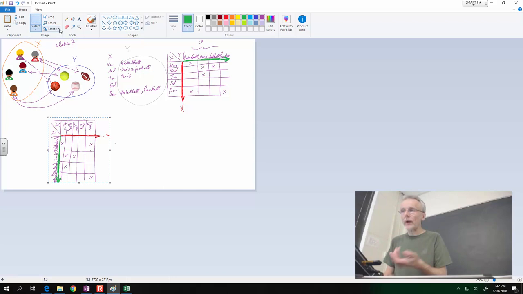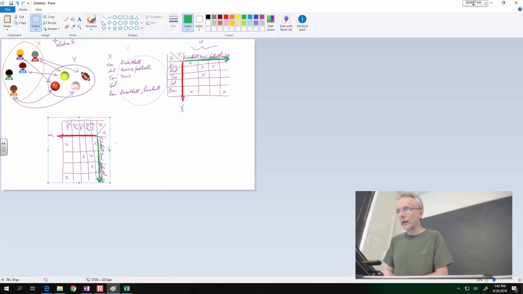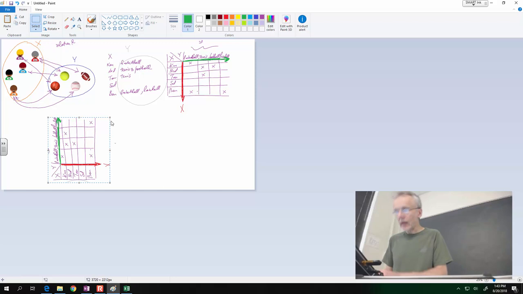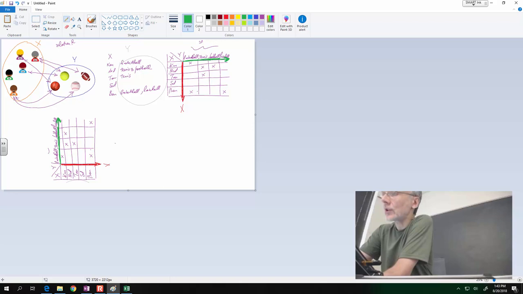Oh, wait a minute. What happened? I think I pushed the wrong one. I did another horizontal. Okay, I want y to point up, so I have to flip vertical. Yes, okay. So it's the same table. I just arranged my x's in a more appropriate way. My y-axis is now pointing up as intended, and the x-axis here is pointing to the right.